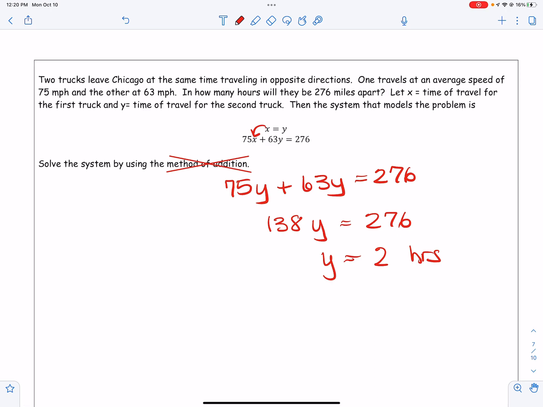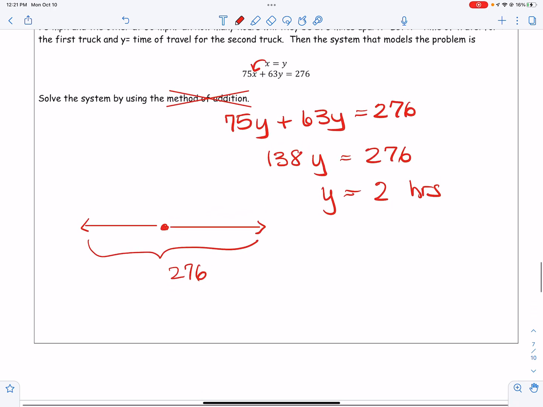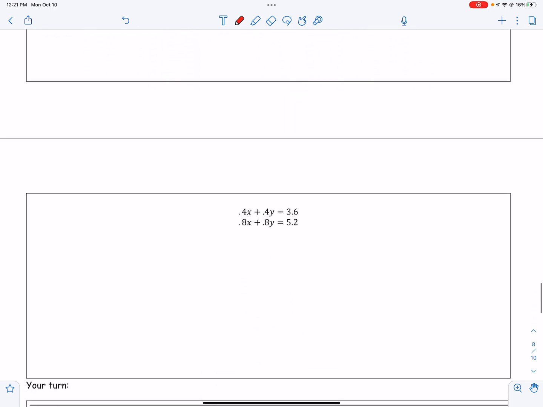are traveling. So they're both leaving Chicago. One's going this way and one's going this way. And of course, one truck is driving a little bit faster than the other, but their total distance, they're going to be 276 miles apart, and they're going to be driving for the same amount of time. And so that's why the x is equal to y, okay?